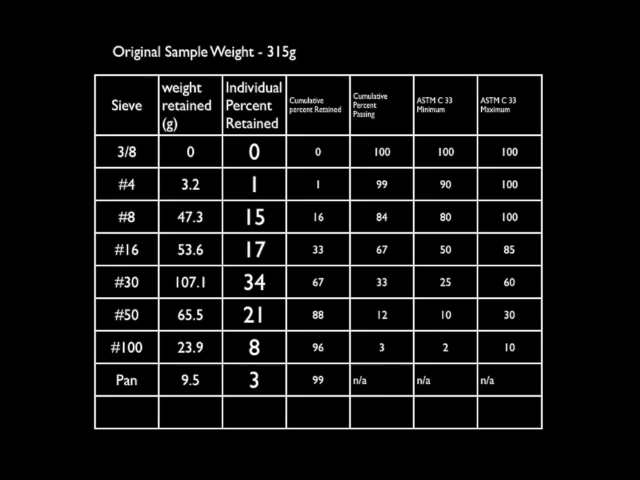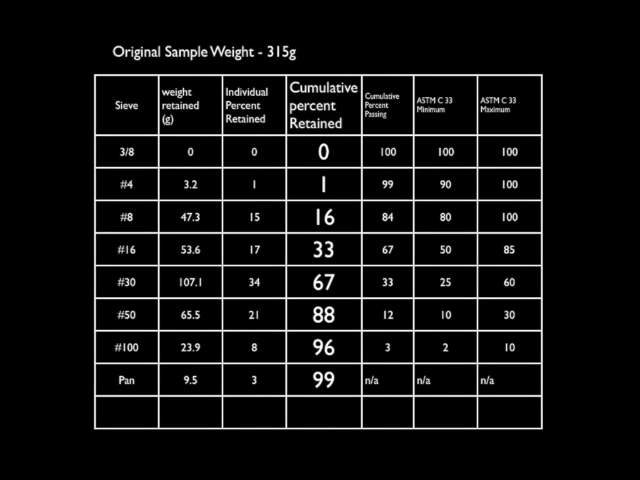Now the next column is the individual percent retained on each sieve. Not the weight retained, but the percent retained. So here, obviously, we had no material on the 3/8 inch sieve, therefore the percent is obviously 0. But then we had 1% on the number 4 sieve and 15% on the number 8 sieve. And again, the way that we get these percentages is we simply take the individual weight retained on a sieve and divide it by the original sample weight and multiply this number by 100.